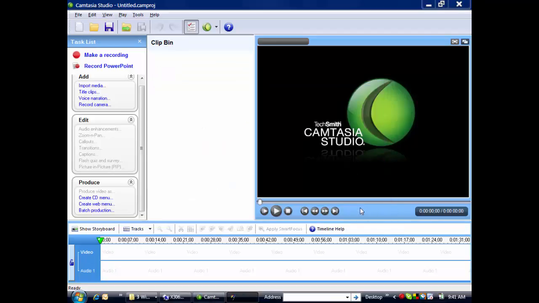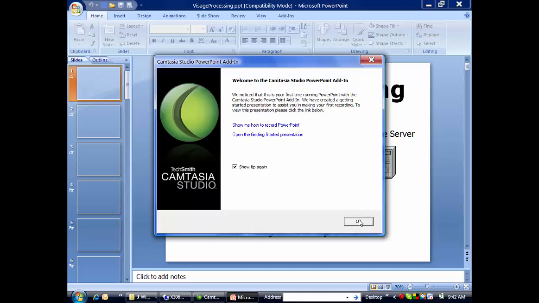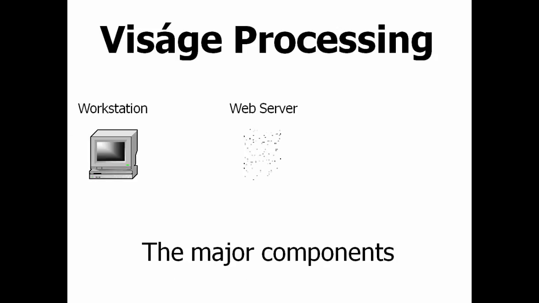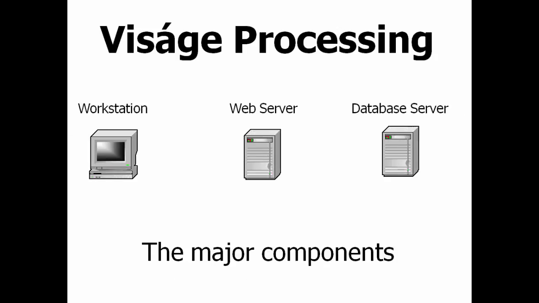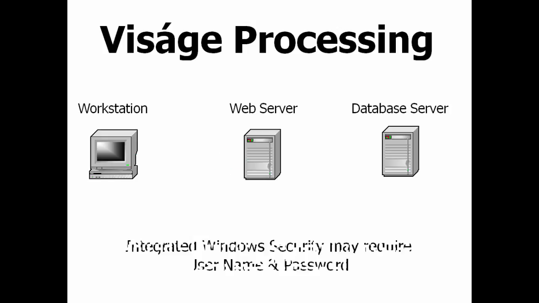First off, we'll just start with what actually happens behind the scenes when we are using Visage generally. So as you may know, Visage itself is built using web technologies, which effectively means that the pages that you develop are just sitting on a web server. The major components are a workstation the client uses, the web server in the middle, and a database server. The client requests a URL from the web server.